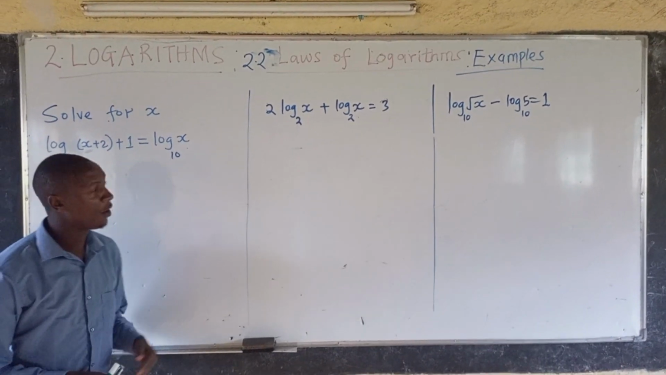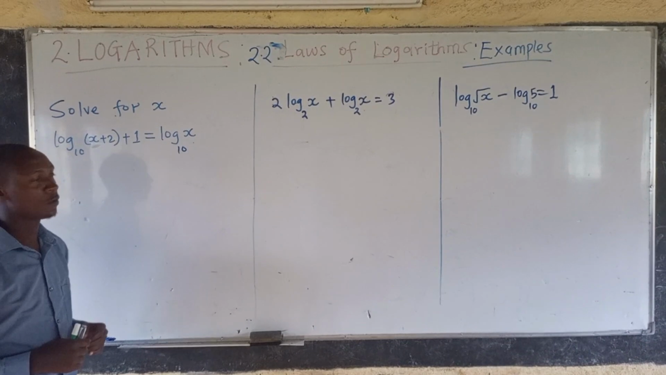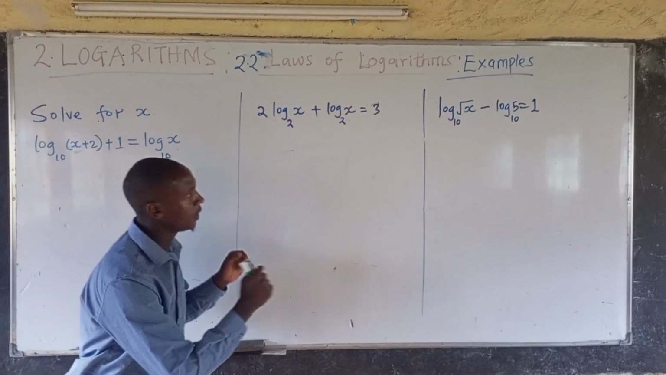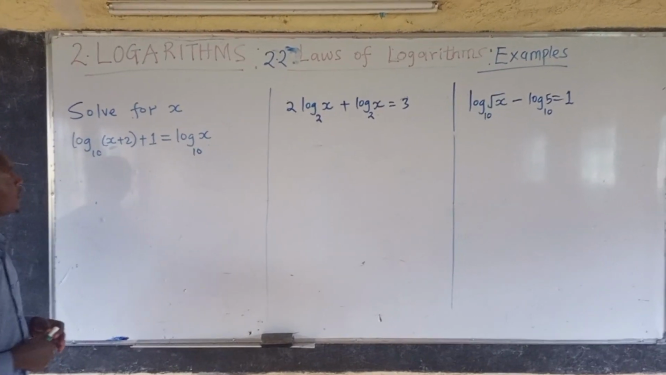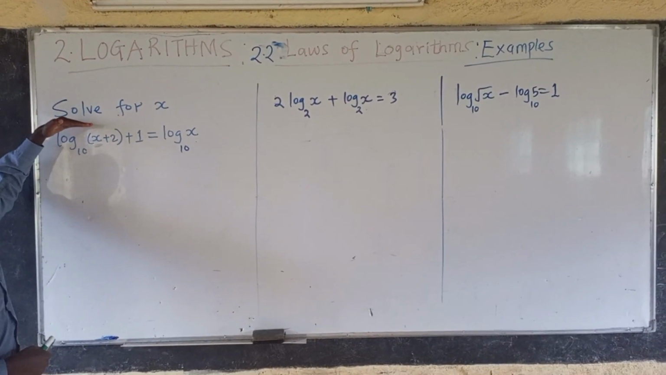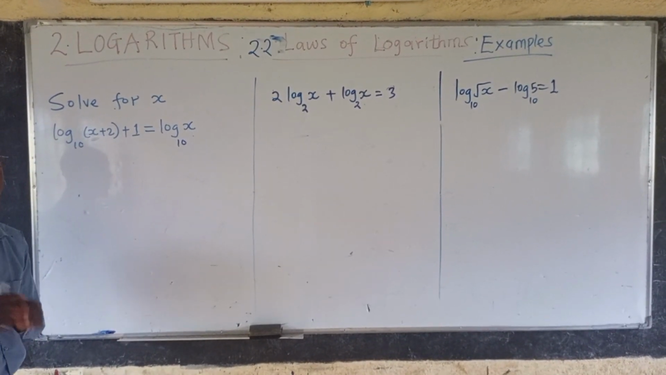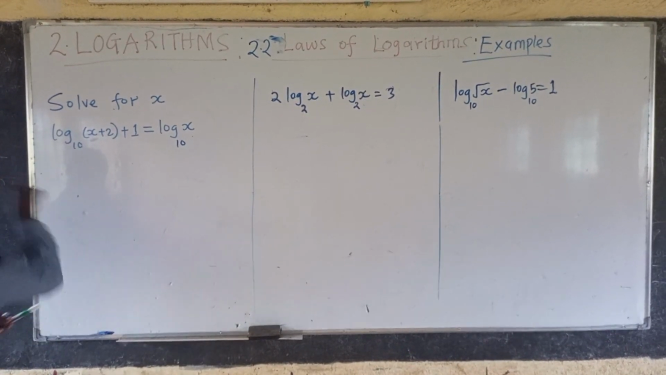We're going to do our first set of examples involving the laws of logarithms. We have three examples that we're going to solve here, and of course, we're going to have many others. In the first example, we are supposed to solve for x. So let us see whether we can apply the laws of logarithms to solve such an example.